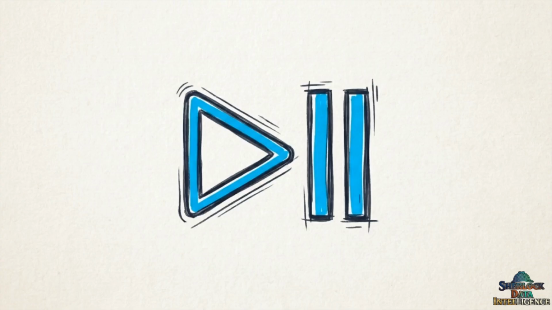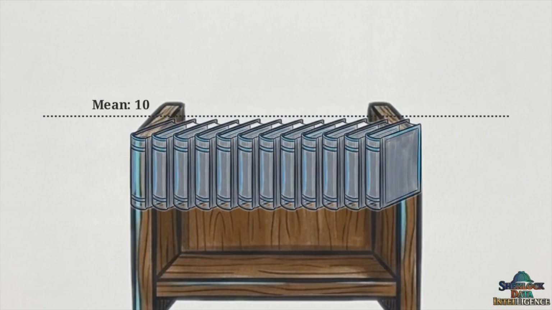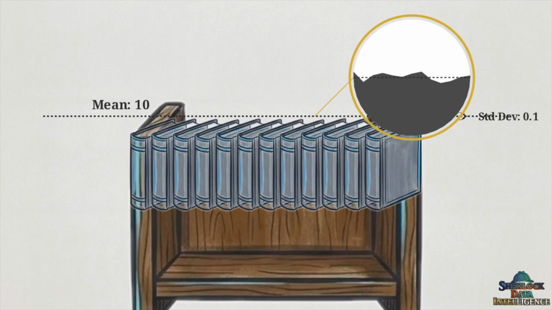Now, test your intuition. Pause the video for a second. Imagine a third dataset, Shelf C, that has a mean of 10 inches and a tiny standard deviation of just 0.1 inches. What does that shelf look like? It looks like a nearly uniform block.